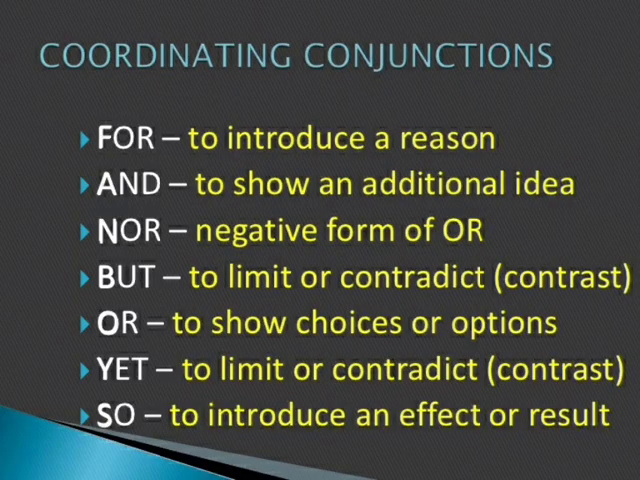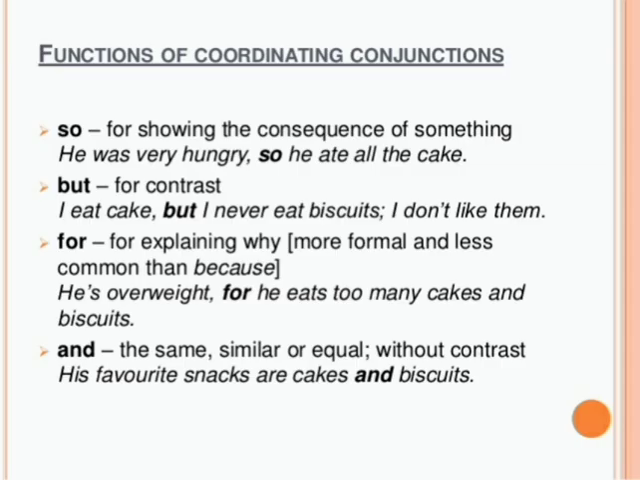Yesterday we learned about coordinating conjunctions. So today also we will just revise these coordinating conjunctions. Okay, FANBOYS, this is the acronym to remember the seven coordinating conjunctions. So just have a look. For, to introduce a reason and to show an additional idea; nor, negative form of or; but, to limit or contradict or contrast; or, to show choices or options; yet, to limit or contradict or contrast; so, to introduce an effect or result. Okay, so now I will show you the functions of coordinating conjunctions with examples.